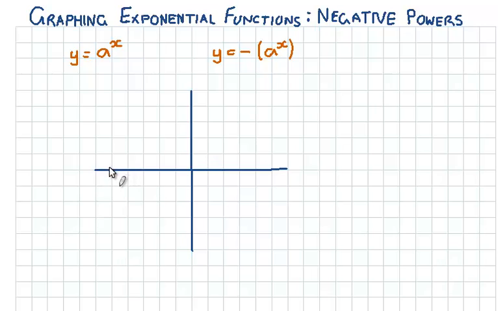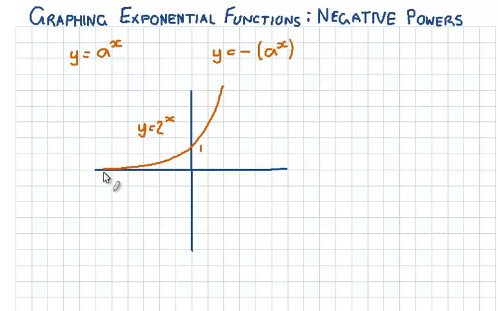So if we draw these graphs, firstly if we draw the graph of y equals 2 to the power of x, we start off with very small positive numbers here, and we gradually sweep up through 1 and head off to infinity up here.